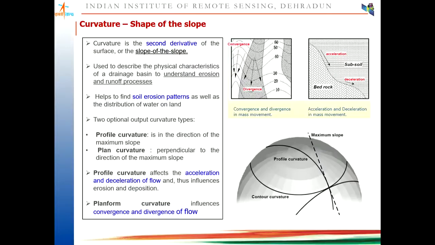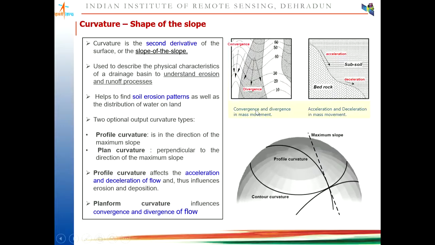Then comes another parameter, your curvature. Curvature means how the shape of the slope is. So you can see here the slope: this is the profile curvature and this is the contour curvature. Profile curvature is the second derivative of the slope. We call it a second derivative. Slope and aspect are the primary derivatives.